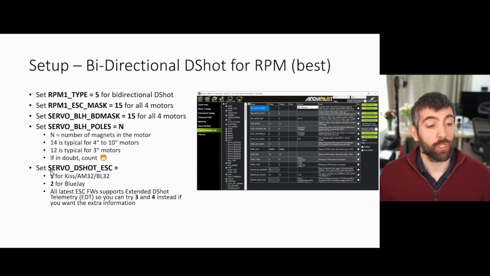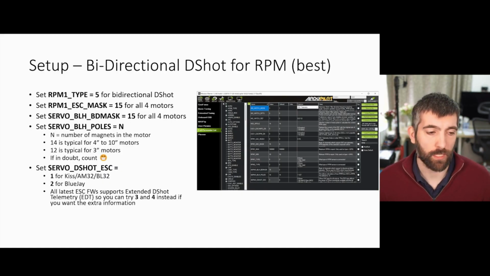After you've done that, go to SERVO_DSHOT_ESC, and here you're going to need to set up the protocol over which you're communicating with the ESC to get the RPM data. If you have a KISS, AM32 or BLHeli32 ESC, you can set that to 1. If you're using a BlueJay ESC, then you can set that to 2. That information is going to be available from the manufacturer of your ESC, what firmware that ESC is running.